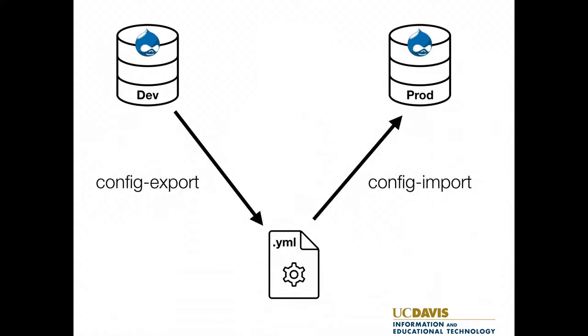Here's just another one. This would be like a deployment. So maybe you had a dev server somewhere, or maybe your dev is your local, kind of the same thing. You would work on it in the UI. You would export the configuration, and then you would import the configuration into prod. We good? Pretty simple. All right.